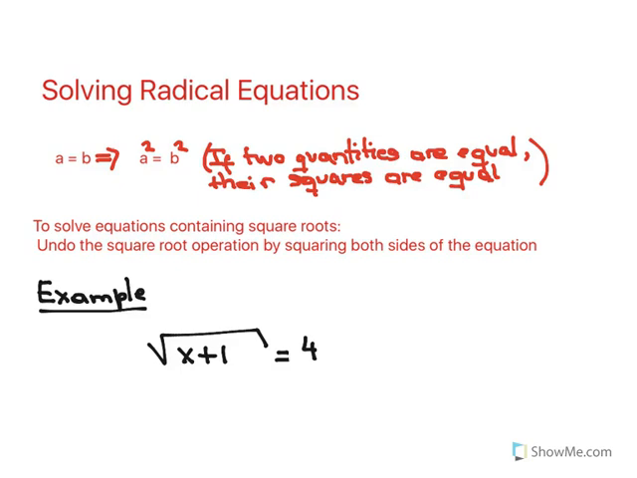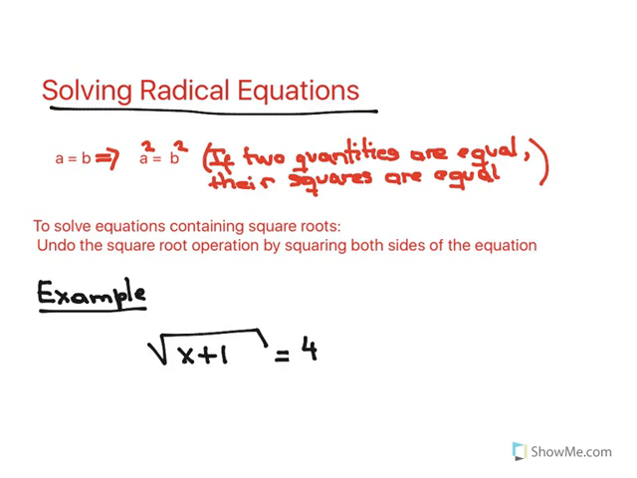So in this video, we're going to learn how to solve radical equations, which means we're going to learn how to solve equations that involve radical functions. To solve radical equations, we are going to use a property that kind of undoes the square root operation. The operation that undoes the square root operation is squaring. So squaring is the opposite operation to taking the square root.